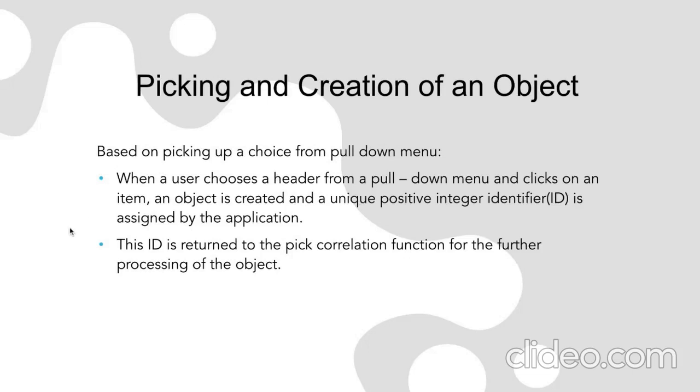So how do you determine if the user has selected, let's say, a label in a menu or something in a drop down? When any user clicks on any object, the application creates a unique object for it, and that object is passed on to the pick correlation function, where, based on the object, it determines what the user interaction was. Let me go to the pick correlation function.